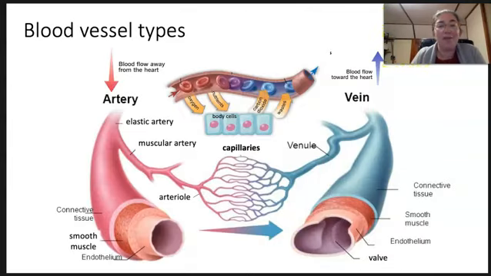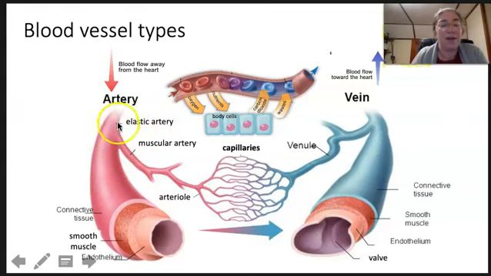So the three main types of blood vessels are arteries, veins, and capillaries. Arteries are usually drawn in red. Their job is to carry blood away from the heart. So remember the pulmonary circulation, everything's kind of reversed. There's three types of arteries. They're based on size, but also on the makeup of their different layers.